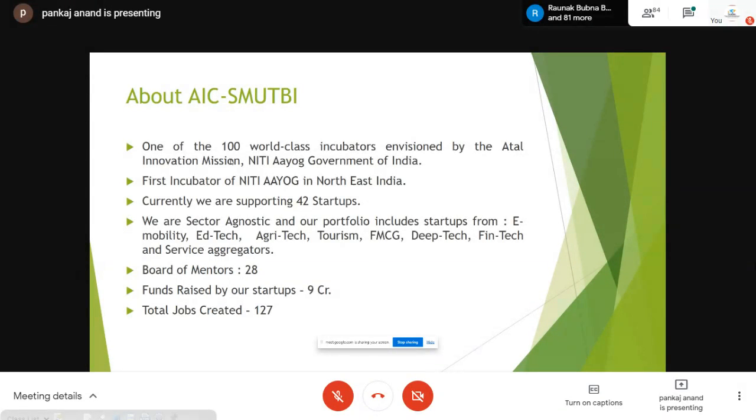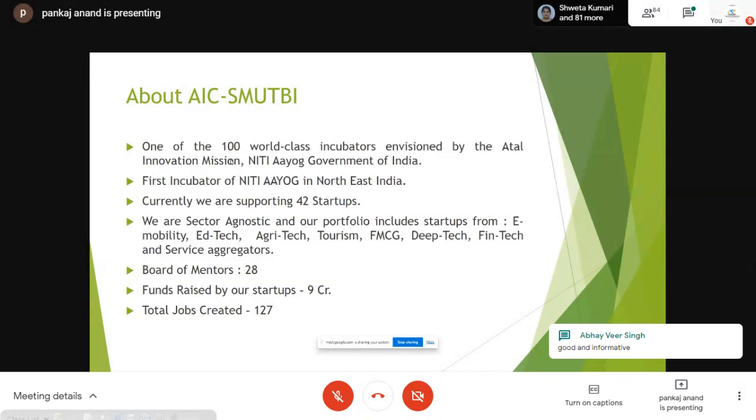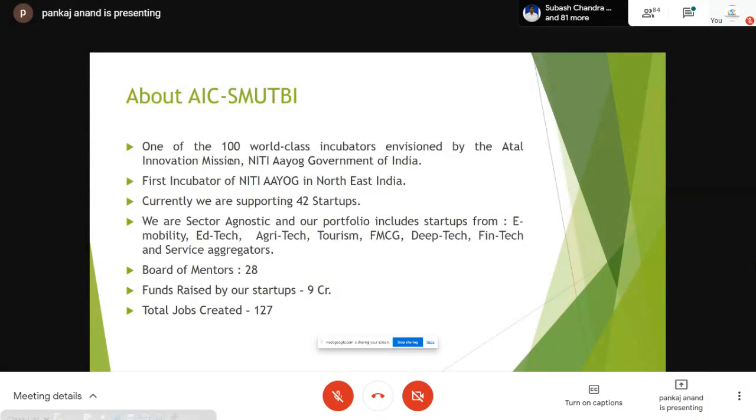Mentorship is a very important part in the life of a startup, and currently we have more than 28 mentors with us. Funds raised by our startups is more than 9 crore, and jobs created is something that we look forward to, as we are directly backed by NITI Aayog, Government of India, and as per our Honorable Prime Minister, job creation is one of the most important things we look at. Currently, our startups have generated more than 127 jobs. We count only jobs at or above the basic wage prescribed by the Government of India. Below that, we do not count it as a job.